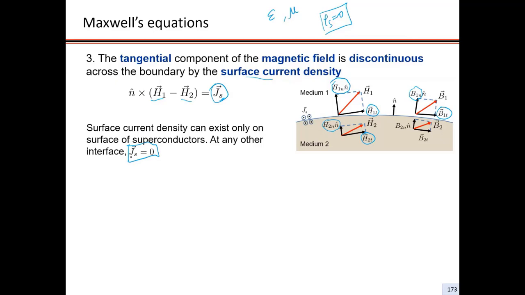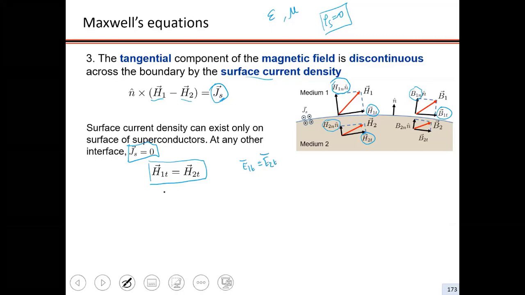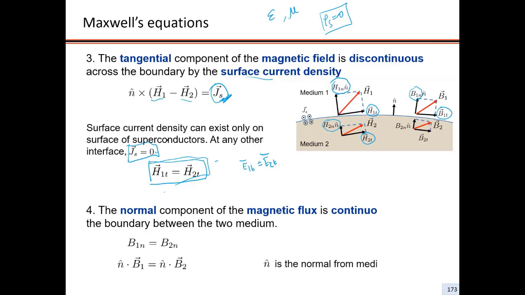So now that Js is 0, my H1T is equal to H2T. Just like how I had E1T is equal to E2T, I have H1T is equal to H2T. Now, how about the last thing pending, the magnetic flux normal component? That is continuous.